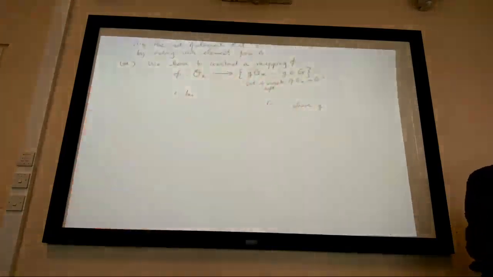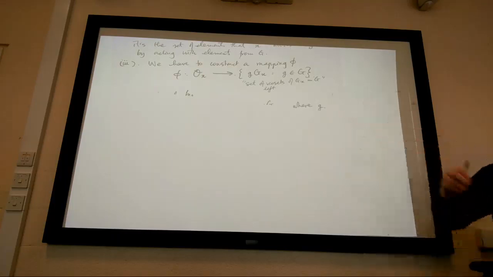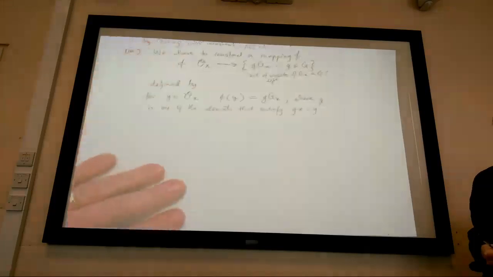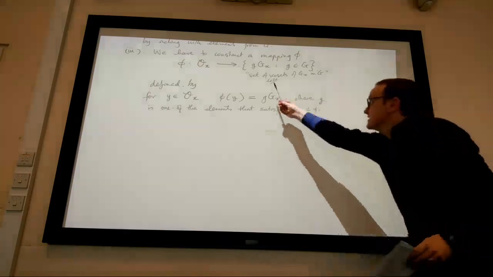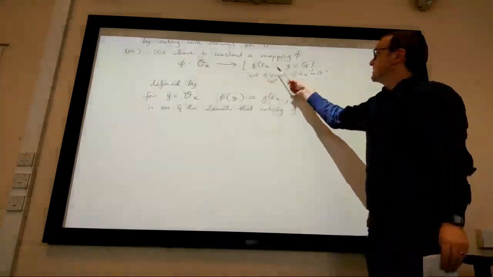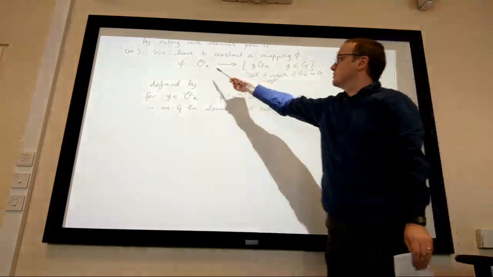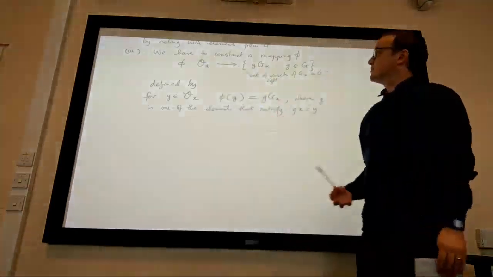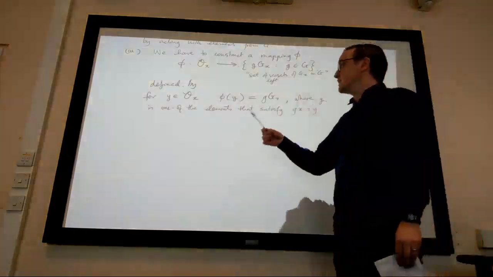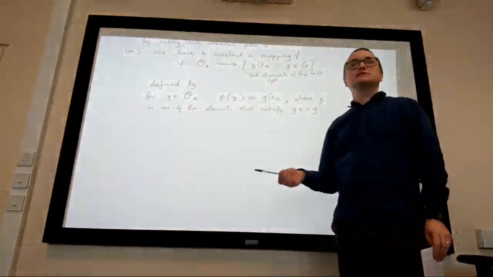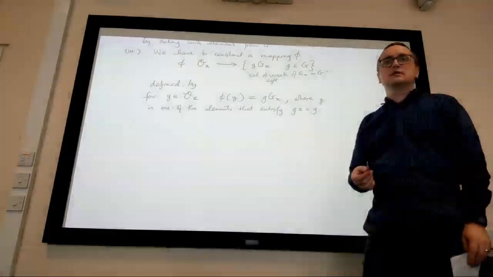You need to be looking at the question. So the question asks us, prove that there's a bijection between the set of the orbit and the set of left cosets of the stabilizer. So this is the set of all left cosets of the stabilizer. This is the orbit of x. So to prove there's a bijection, that means a one-to-one and onto mapping. So I gotta decide what the mapping is, and then I can prove it's a bijection.